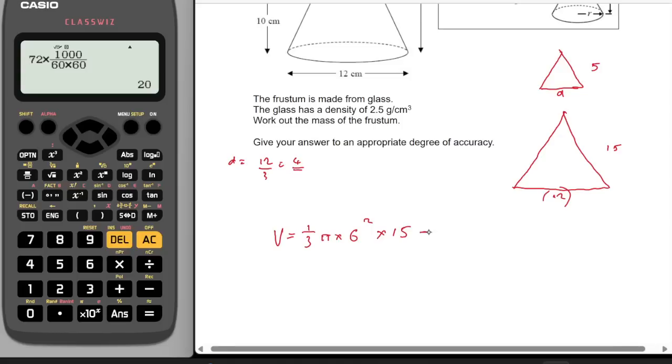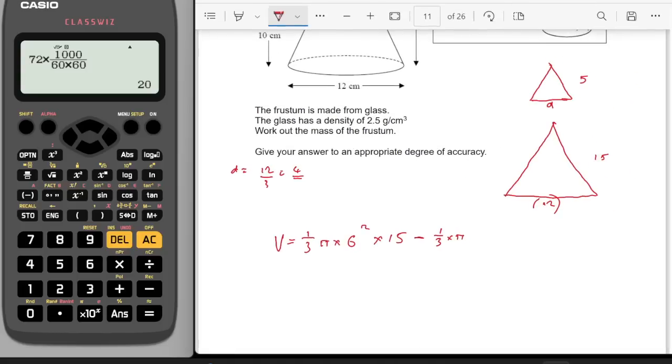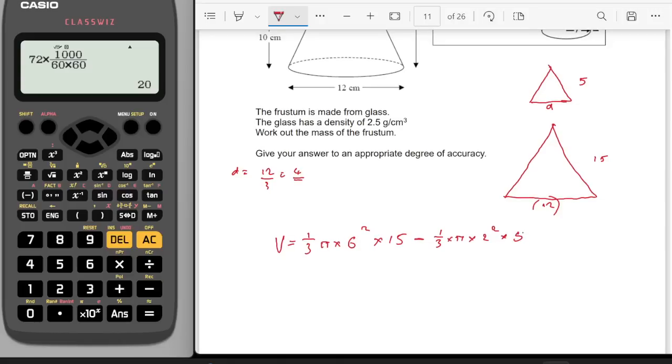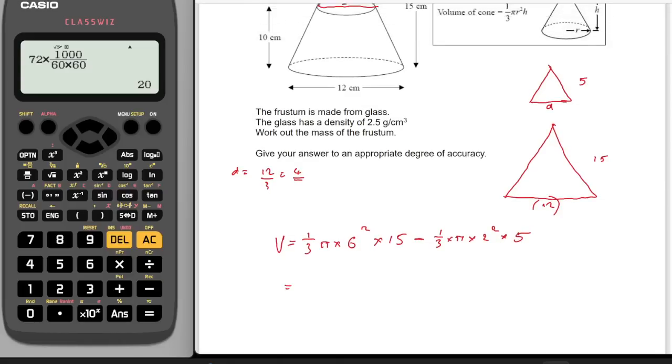From that I need to subtract the volume of the smaller cone, which would be 1/3 times pi times the radius, 2, squared, times the height, which would be 5. And I would not really bother with anything other than typing that into my calculator.